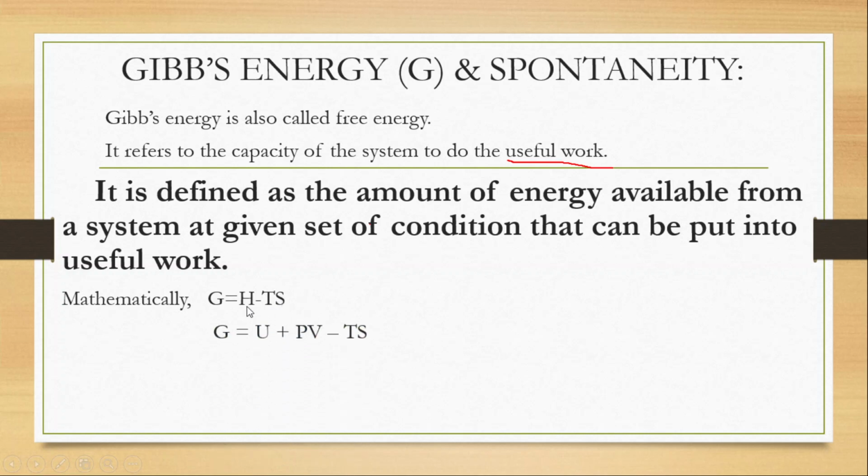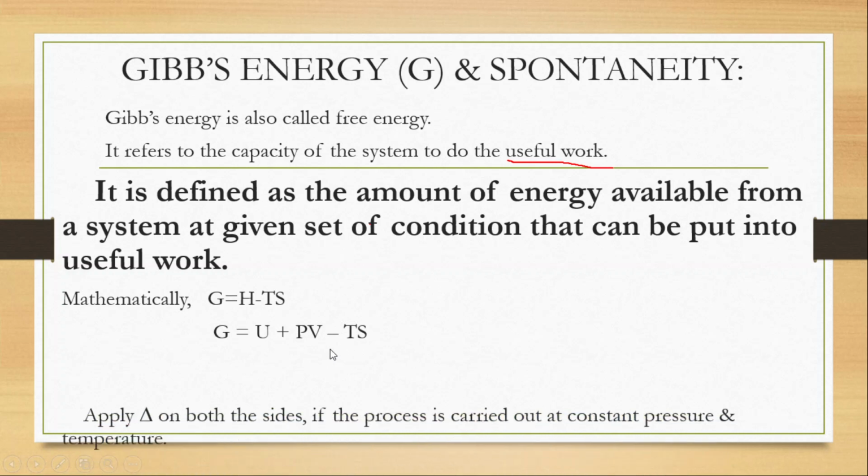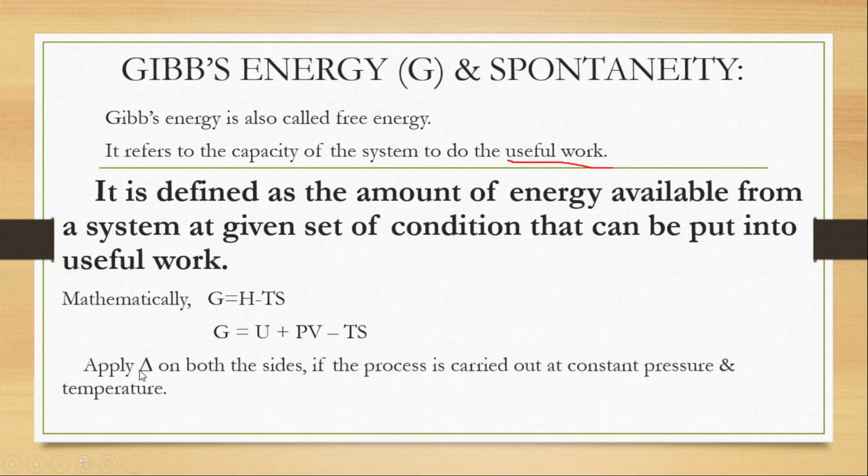Next, enthalpy H can be written as U plus PV. What is U? U is internal energy, P is pressure, and V is volume. So H, enthalpy, can be written as U plus PV. Now we are going to apply the changing term, delta, to this equation, on both sides, for G also and for this side also.